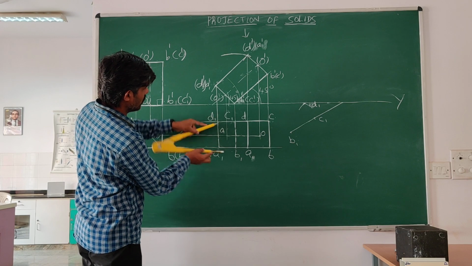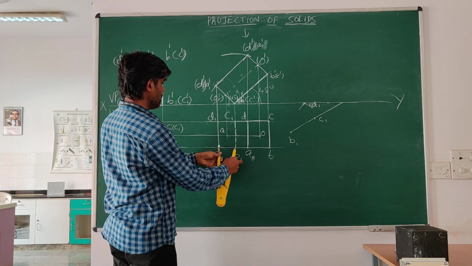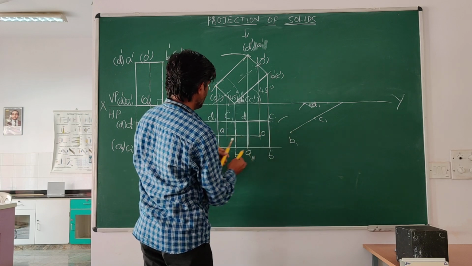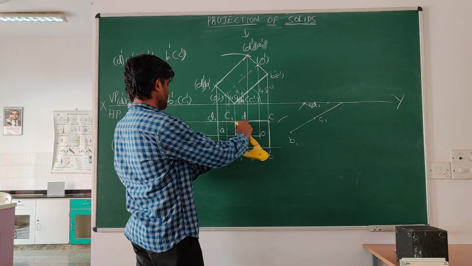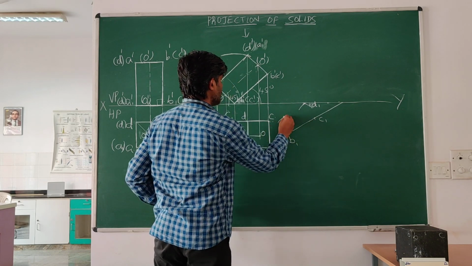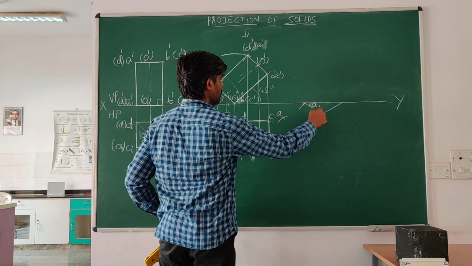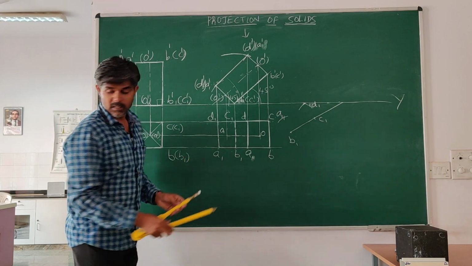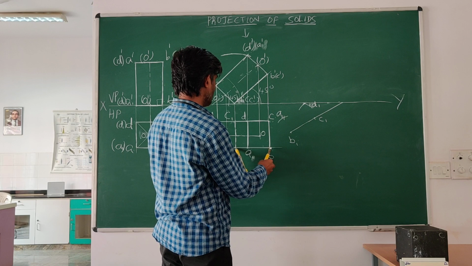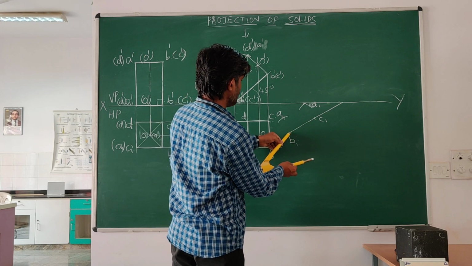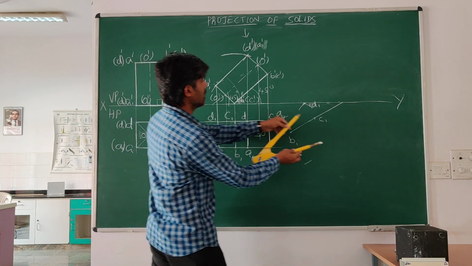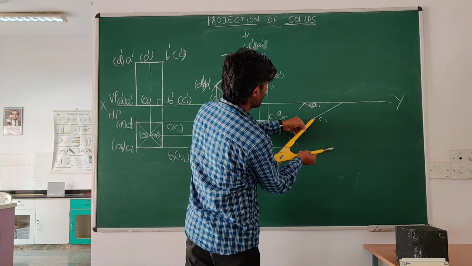So we can take B1 A1, B1 A1, then C1 A1. This point is A1, A1 D1 C1. Then now B1 B, B1 B. You can also see B1 B is equal to C1 C. So at the same moment I will draw one more arc here.